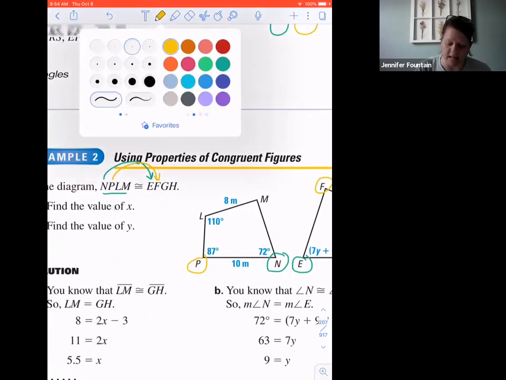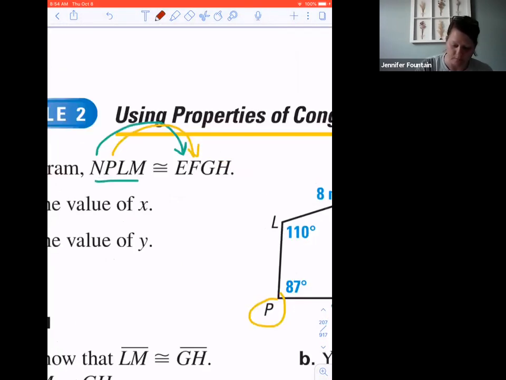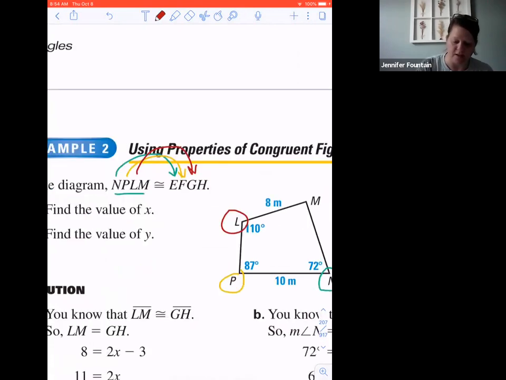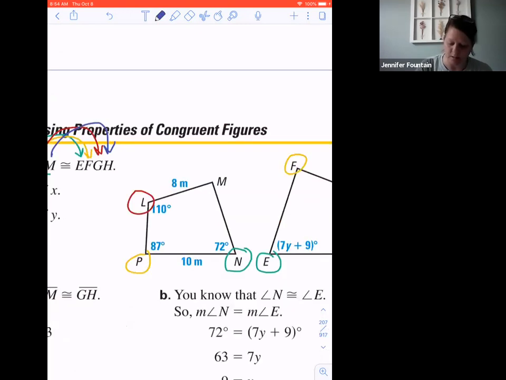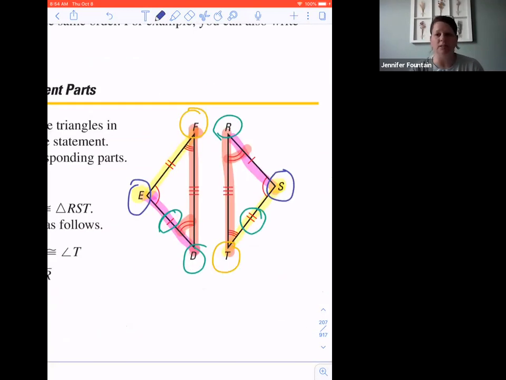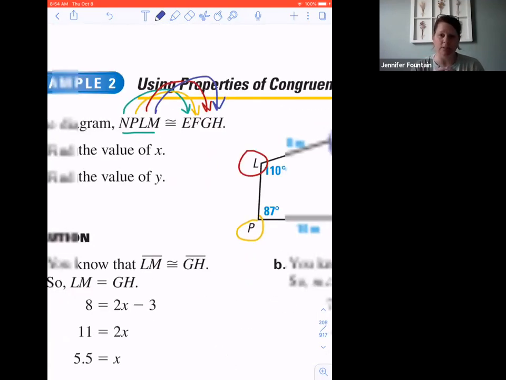My next one I look at, I have L that corresponds with G. So L and G. And then finally, I've got M that corresponds with H. So M and H. Okay, so the way that my figures are named, like I said, we're not always going to have these hash marks. We're not always going to have the angle arcs to tell us which ones are congruent. So now I need to pay attention to how they are named. So when I see the name of it, I can tell which angle corresponds with the other angle.